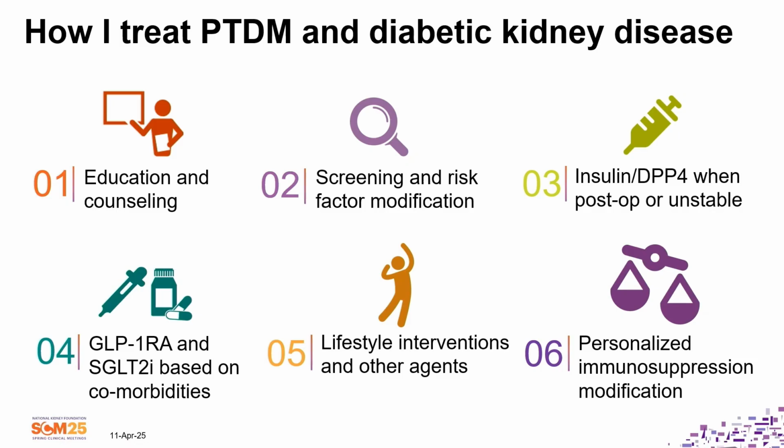So how do I treat PTDM and diabetic kidney disease? We will go through 6 major points. 1 is education and counseling. 2 is screening and risk factor modification. 3, utilizing insulin and DPP-4 inhibitors when post-op or unstable. 4 is using GLP-1 RAs and SGLT2 inhibitors based on comorbidities. 5 is lifestyle interventions and other agents. And 6 is personalizing immunosuppression.